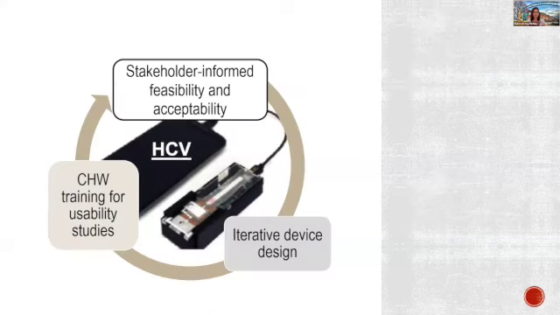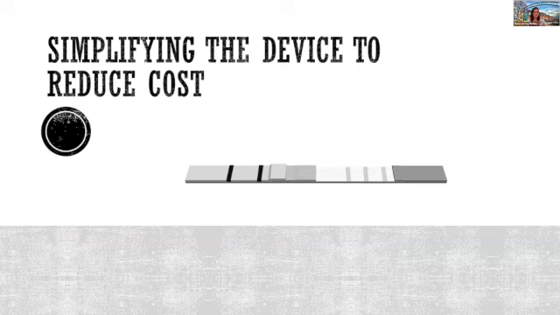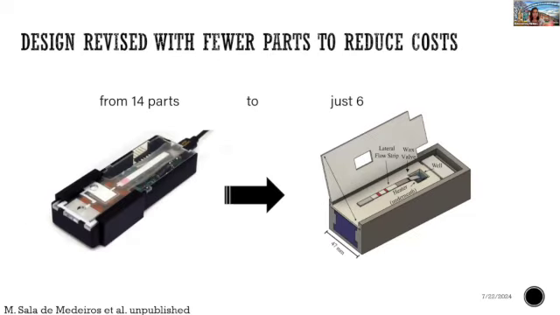After that, we're going back to community health worker training for usability studies, getting feedback, and working on this process for hepatitis C specifically to find out what concerns individuals have with that. The other thing that we're trying to do is simplify the device to reduce the cost. So we know that number of parts is one of the expenses. So we've taken this from 14 parts down to just 6 components. And we expect that that is going to be much lower cost.